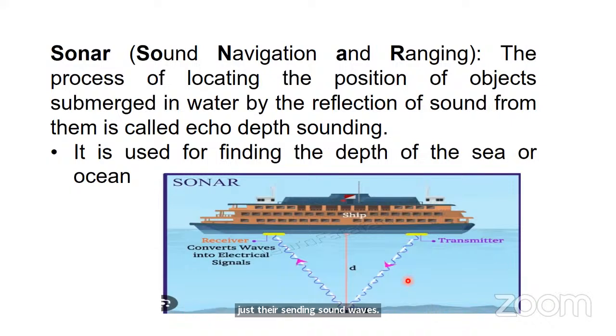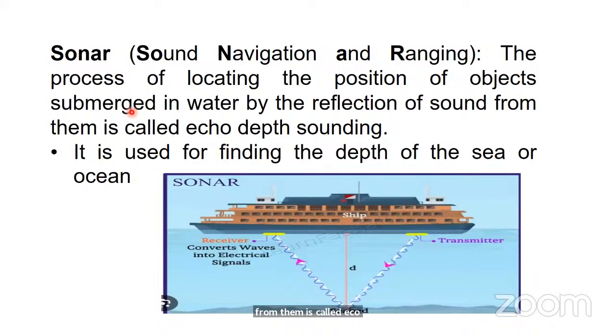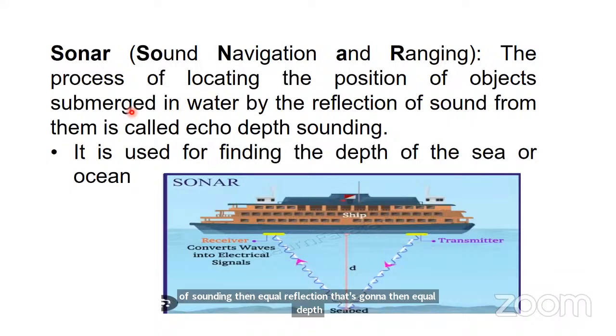In water, we know the velocity of sound, and it starts from the transmitter and goes to the receiver. By calculating the time, we can easily estimate the depth under the ship. The process of locating the position of objects submerged in water, a reflection of sound from them, is called echo depth sounding. Getting echo reflection is called echo depth sounding. It is used for finding the depth of the sea or ocean.